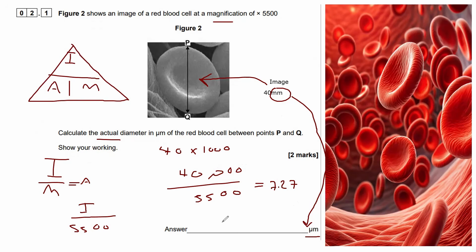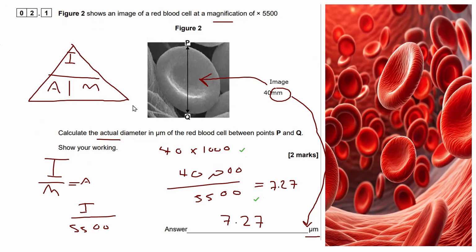I don't know what you get, but there'll be an acceptable range in the mark scheme because not everyone will measure that to 40 millimeters. Some people will measure it to the end of these arrows. Some people will measure that little gap there. So there's going to be a range of a couple of millimeters they're going to allow. So lovely jubbly, that'll get you 2 marks: 1 mark for the conversion and 1 mark for putting the numbers in and getting the answer.